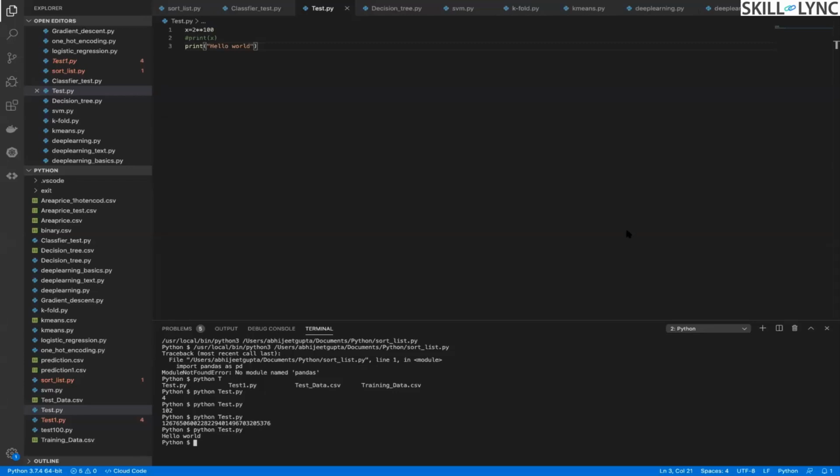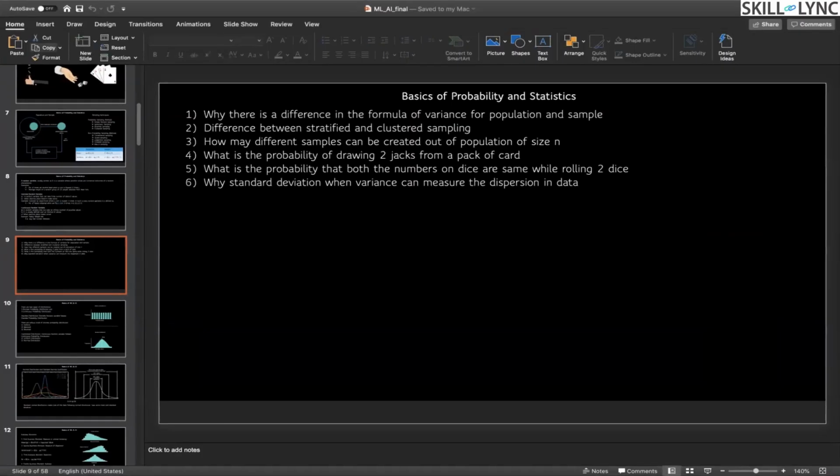Someone has answered our fourth question, right? What is the probability of drawing two jacks from a pack of cards? So no, that's incorrect. Please think on it, okay? Because it is a probability. Probability can never be greater than 1. Okay, guys. So for the fourth question, you have told the answer 44C4, which is greater than 1.